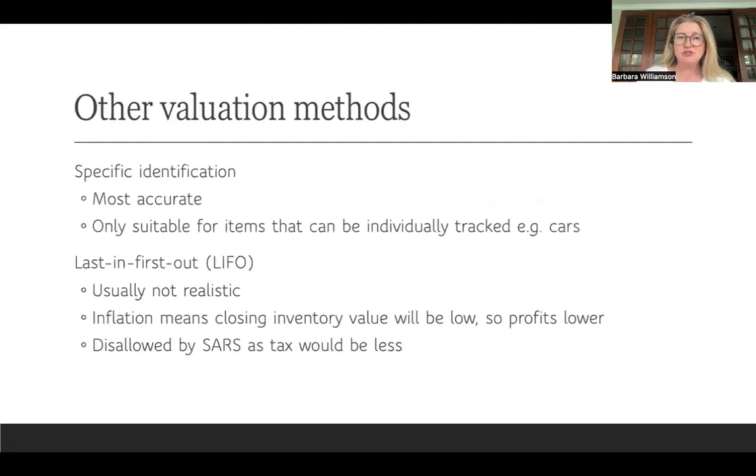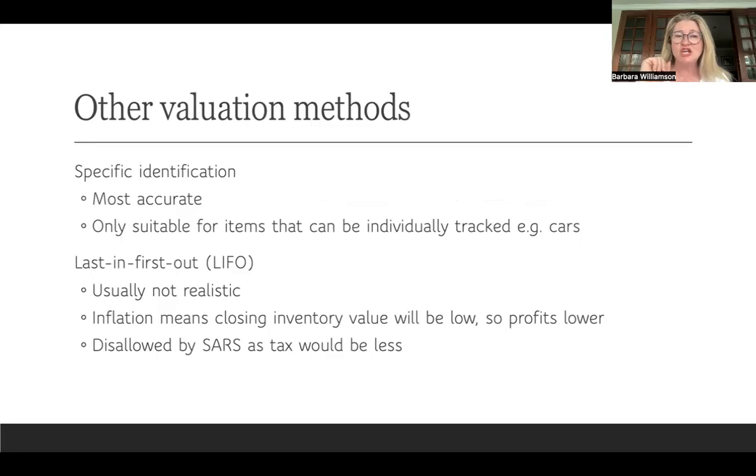It is also possible to use other valuation methods. Specific identification is the one that is actually the most accurate. Remember I said if you had to actually go and write a little note on each item of what it cost, or if you know a car's license plate and you can make a note, this license plate cost that much, then you can use specific identification. But if you can't track it individually, then there's no way that you can do it.